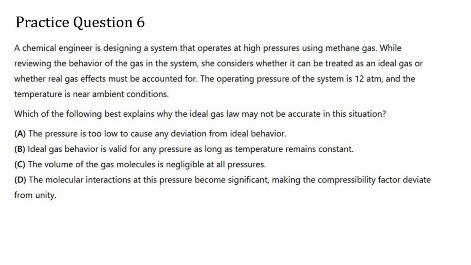Practice question 6. A chemical engineer is designing a system that operates at high pressures using methane gas. While reviewing the behavior of the gas in the system, she considers whether it can be treated as an ideal gas or whether real gas effects must be accounted for. The operating pressure of the system is 12 atmospheres, and the temperature is near ambient conditions. Which of the following best explains why the ideal gas may not be accurate in this situation?